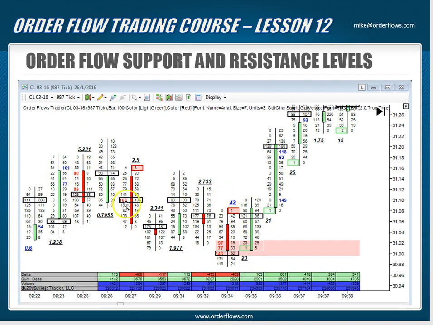Again, this is crude. Crude's a very volatile market, but it provides a lot of trading opportunities. We're sort of going sideways, and then all of a sudden you get the selling imbalance right here, sort of at the edge of the sideways move, and you're thinking, hey, we're going to start to break out. But what happens is we're still inside, we open the next bar inside the zone.